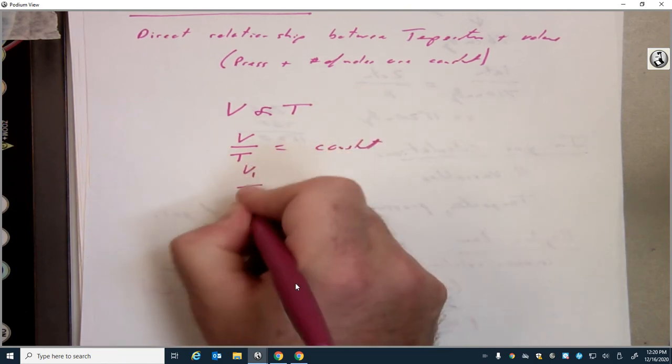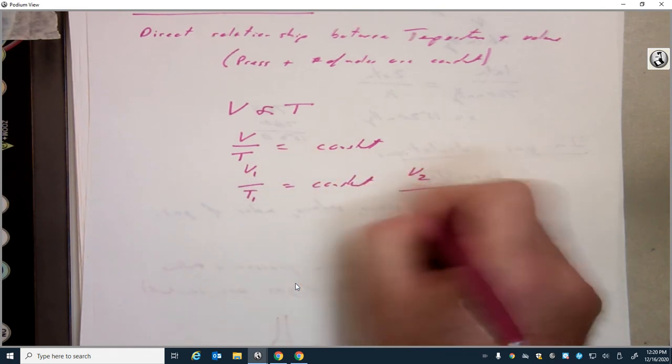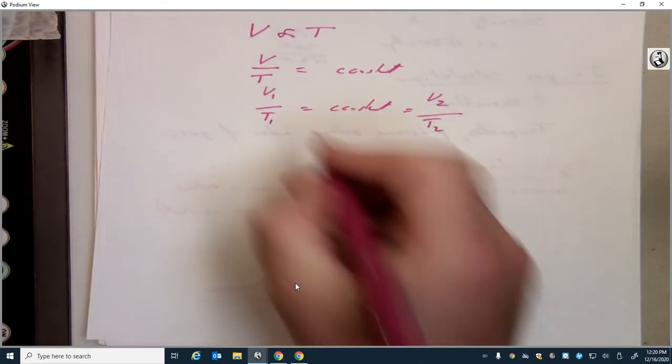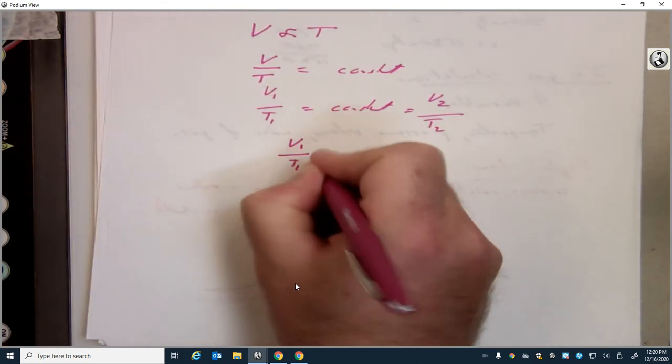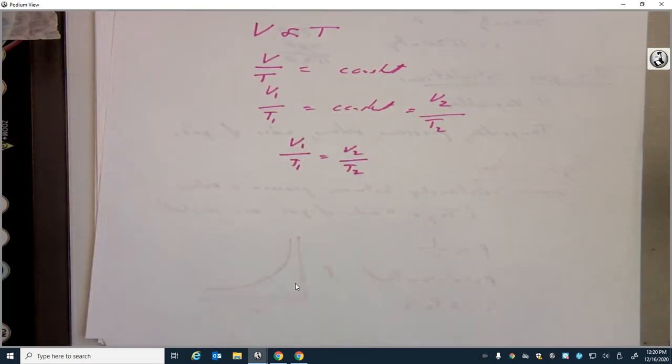So if V1/T1 equals a constant, V2/T2 has to equal that same constant. So I can rewrite this as V1/T1 equals V2/T2. And this is Charles' law.